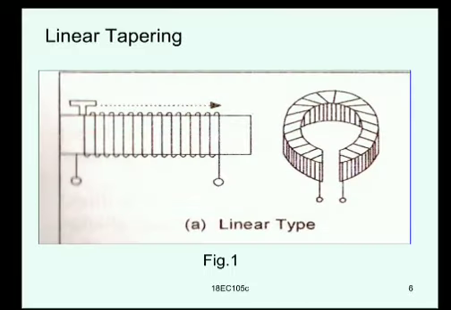So here is one method where linear tapering is implemented. Here we can see that we have taken a ceramic rod on which there is a coil of resistive wire, and you can observe that the diameter of this cylinder is linear, meaning it is uniform along the full length of the rod or the full length of the device. The right side is a circular way of implementation of the linear type.